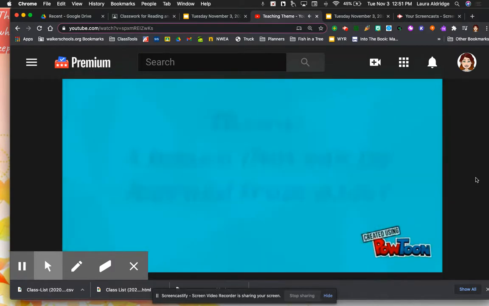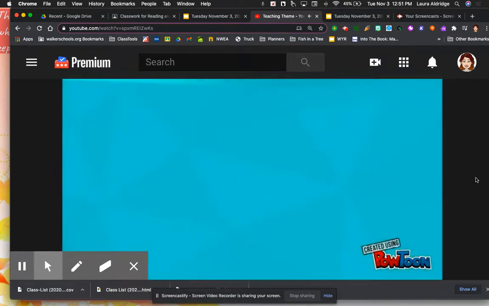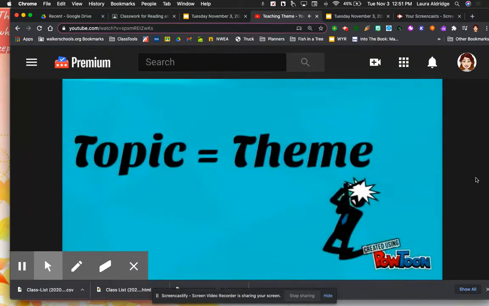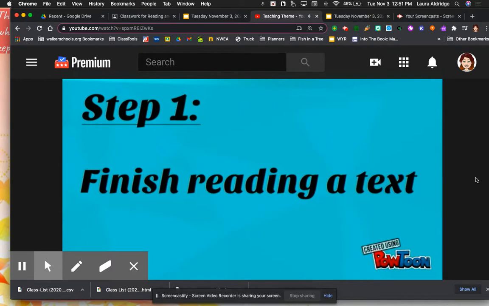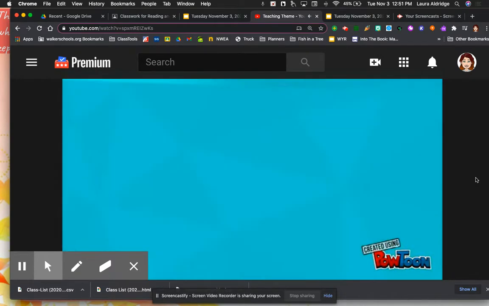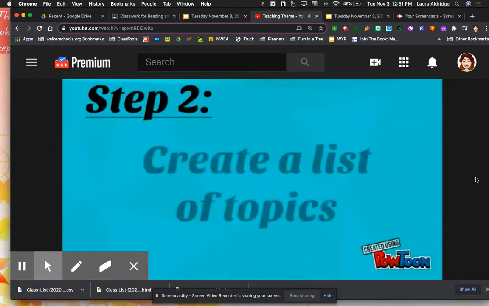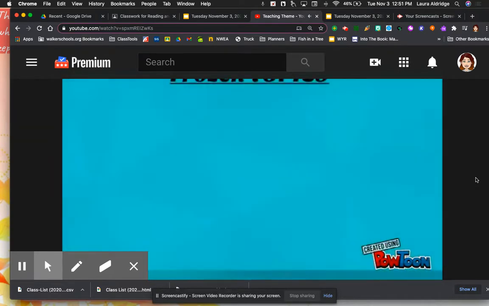Finding theme. Theme is a lesson that can be learned from a text. You may have learned that some common themes are love, family, friendship, but these are not true themes. These are just topics. These are important and they help us get to theme, but they are not in themselves themes. The first step to finding theme is to finish reading a text. As an example, let's take a look at a Disney movie we're all familiar with, Frozen. The second step is to create a list of topics. What are some ideas or topics that appear in Frozen?